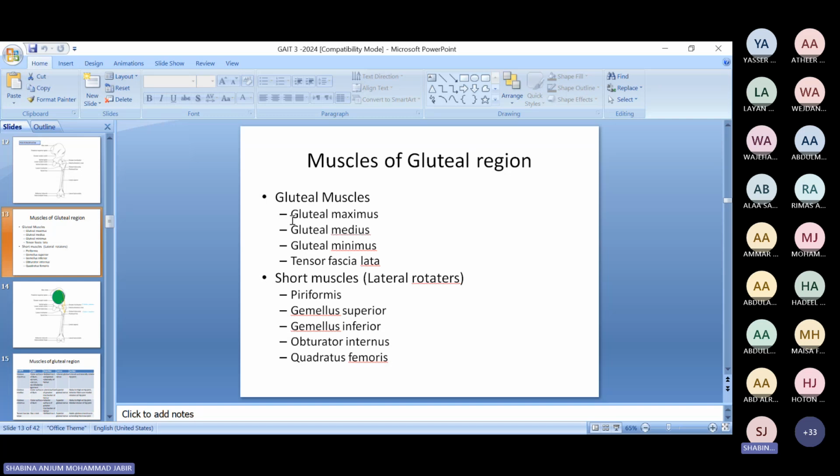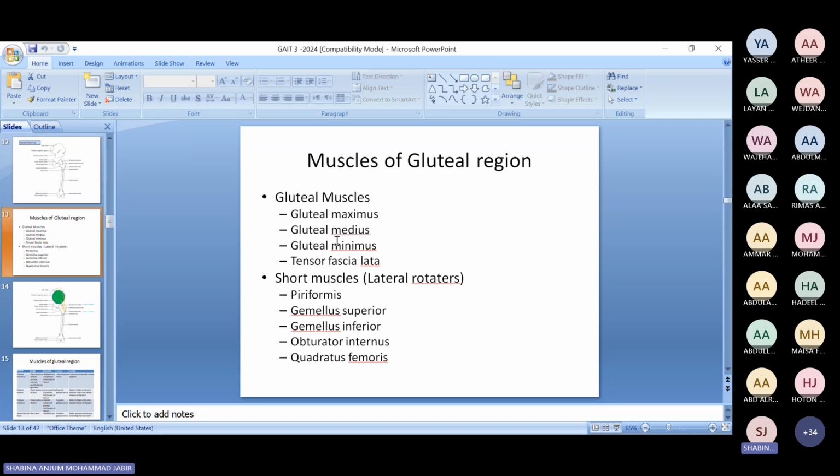We have three important muscles in the gluteal region. Gluteus maximus is the bigger one. The gluteus medius, then we have the gluteus minimus. Then there are muscle fibers which will be attached to the deep fascia. It is called tensor fascia lata. Is it a muscle? Yes, it is a muscle which will be attached to the deep fascia, which will tense the deep fascia.